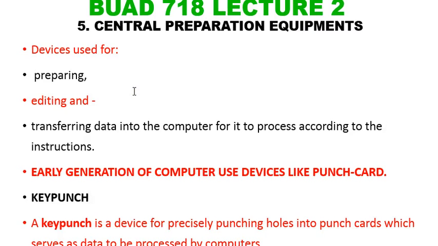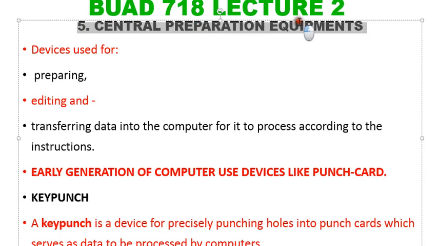You are all welcome to the second lecture of BUAD718, which is Computer Organization. If you can remember, in our first lecture, we presented the course content, which contains 14 items. In that first lecture, we looked at items number 1 to 4. So today we are going to continue from item number 5, which is on central preparation equipment.